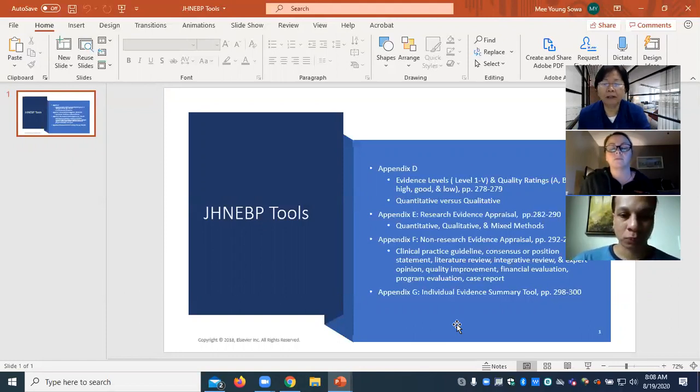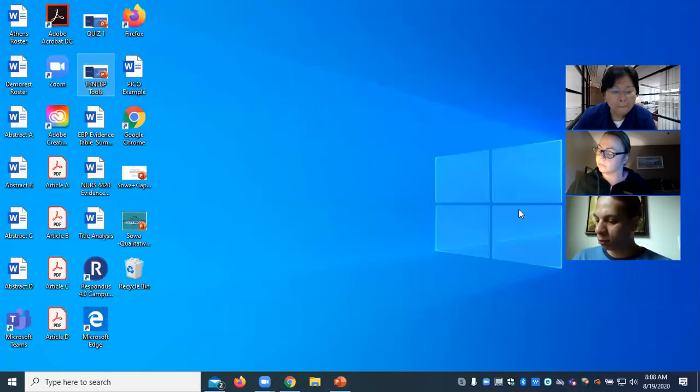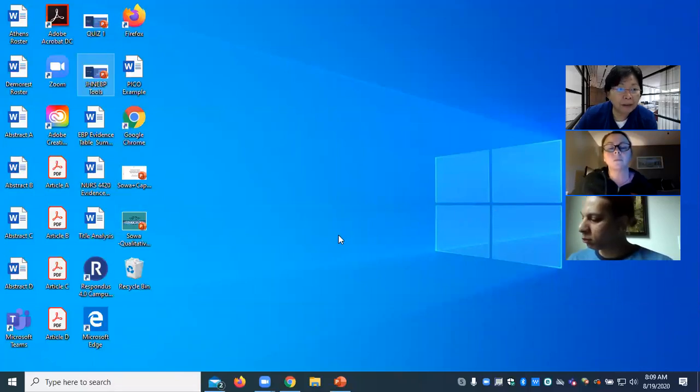Going back to appendix F, okay? Therefore, if your question is that you want to improve some clinical practice at your bedside, you may choose the non-research path. If so, you have to use appendix F, okay? Appendix G is how to make the summary tool, okay? And I'm going to show the evidence-based table.